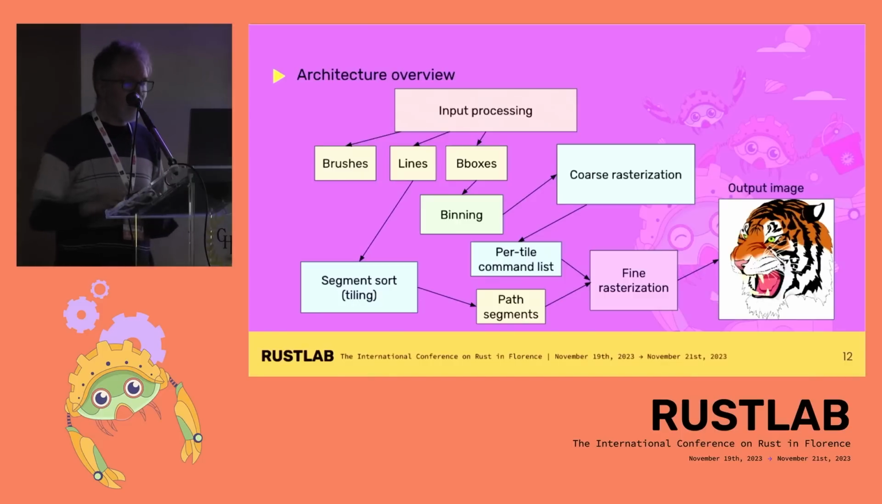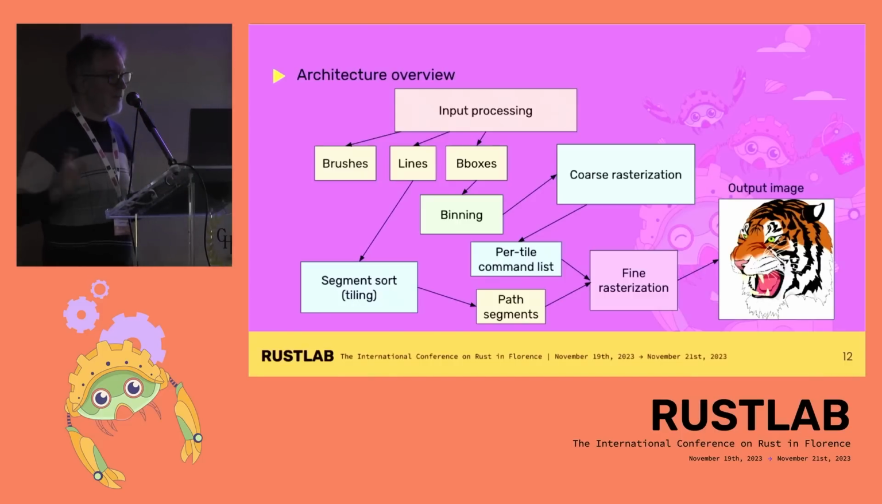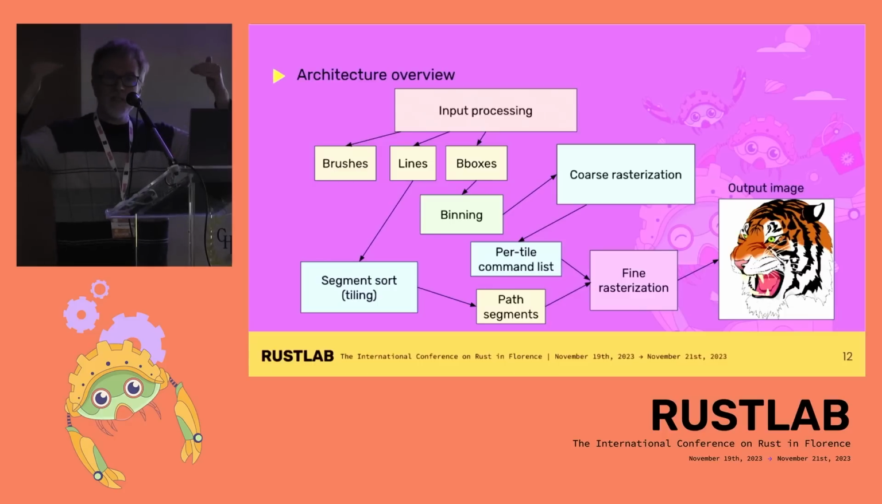So this is a very high level idea of the pipeline and how things flow through the system. There's this input processing, which is where the stroke expansion happens, and the transforms and all that other stuff. In the input processing, each input element in the scene is handled in parallel, so there's this huge parallelism by draw object. That outputs the brushes, the lines after all the transforms, and the bounding boxes.